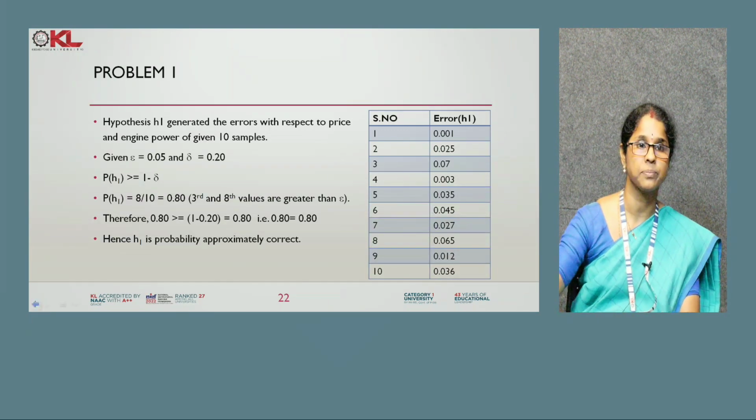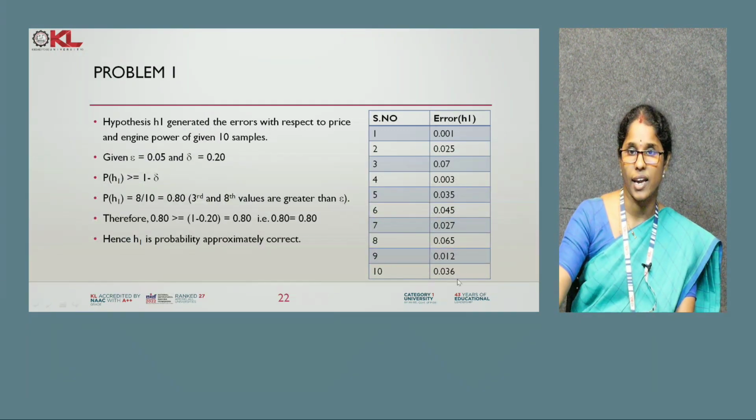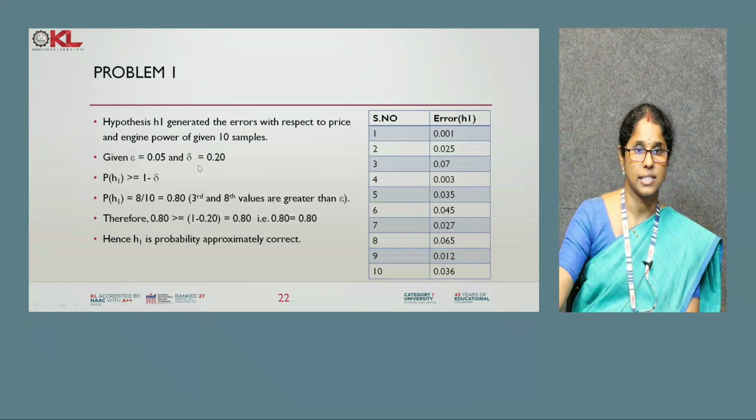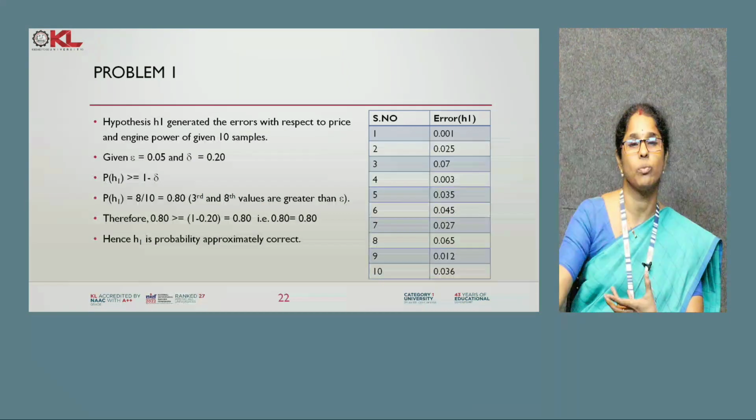You have a problem here. You can see the error rate for a particular sample of 10. Hypothesis H1 generated the error with respect to the price and engine power for the given 10 samples. You have 10 samples for which you have generated the hypothesis H1, with respect to price and engine power. The given values are epsilon 0.05 and delta equal to 0.20. As we have already seen with accuracy and confidence, let's check this.